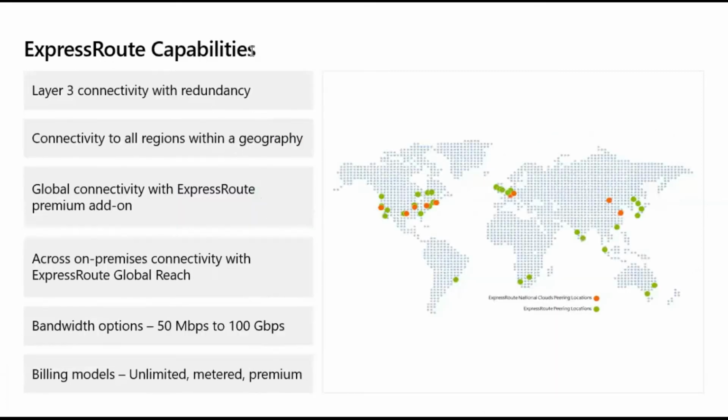So ExpressRoute capabilities: layer 3 connectivity with redundancy, connectivity to all regions within a geography, global connectivity with the ExpressRoute Premium add-on, and cross on-premises connectivity with ExpressRoute Global Reach. Bandwidth options, 50 Mbps to 100 Gbps. Billing models, unlimited, metered, or premium. So a few different billing models we have. And you can see that you can get high-speed connectivity to your resources in the cloud.